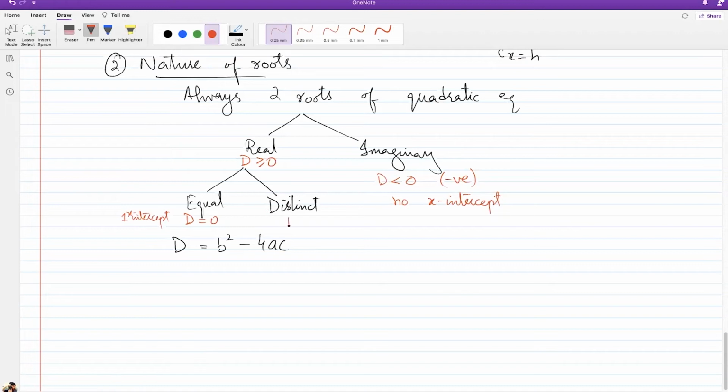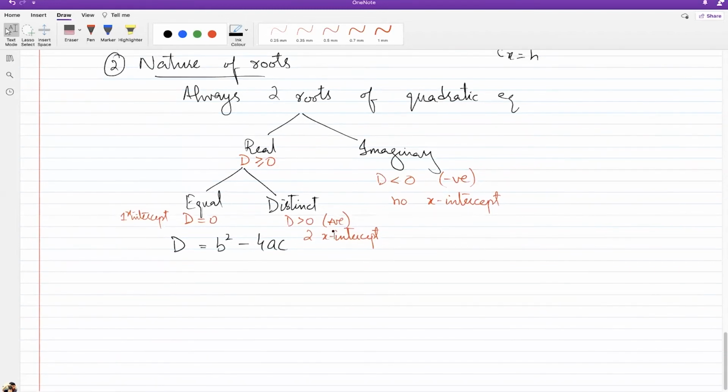Distinct का मतलब है that this is positive, greater than 0, which means two x-intercepts. Here is how the graphical approach differs from the nature of roots. Roots will always be 2, but they can be either imaginary or they can be real. अगर वो real हैं तो वो आपको x axis पे नजर आएंगी. अगर वो real नहीं हैं तो आपको x axis पे वो नजर नहीं आएंगी.